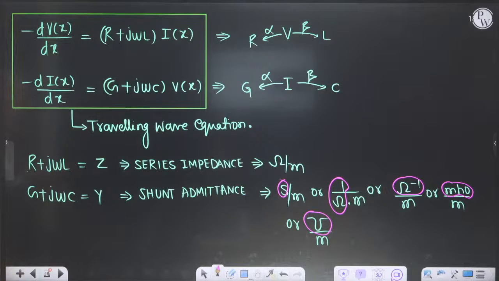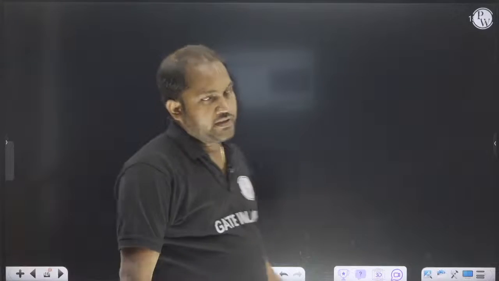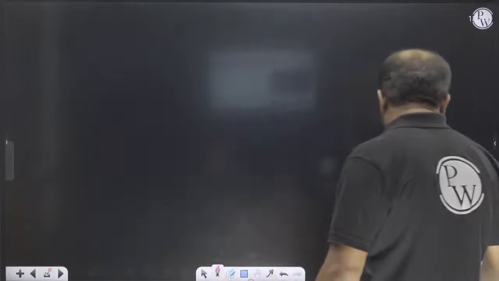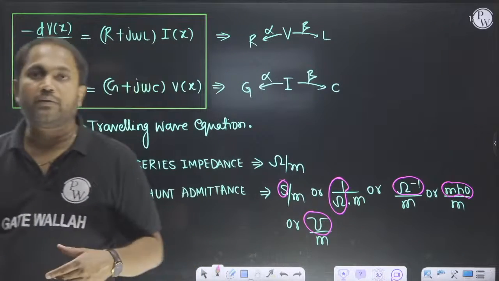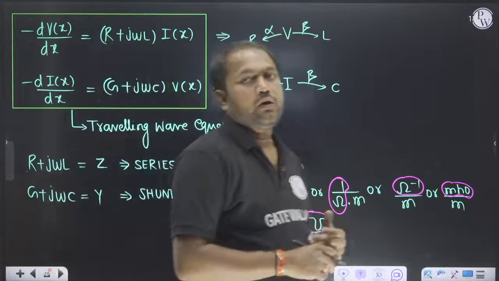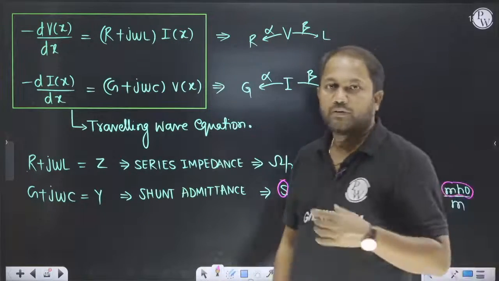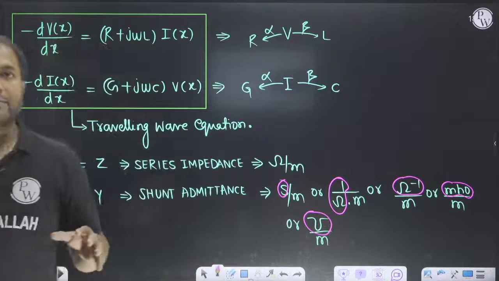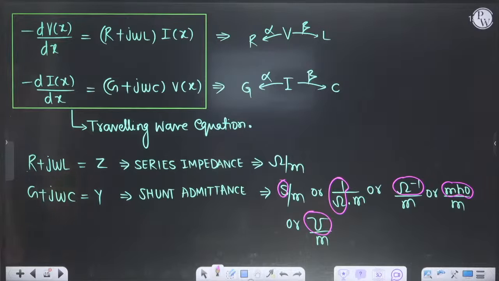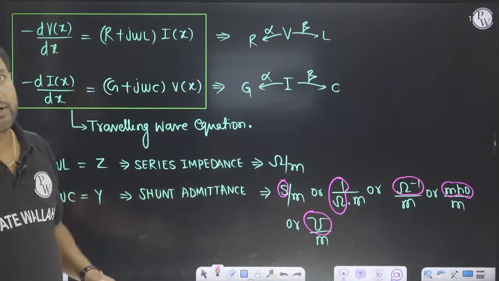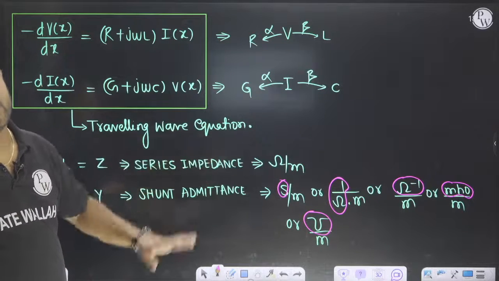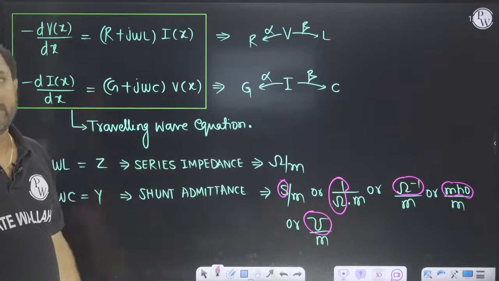After that, we will derive the traveling wave equation in tomorrow's class, and then we will go through the lossless and distortionless transmission line. So VP, VG, lossless and distortionless transmission line, everything we are going to discuss in the next class. After that we will discuss the questions, so every topic will be completed and questions will be discussed.